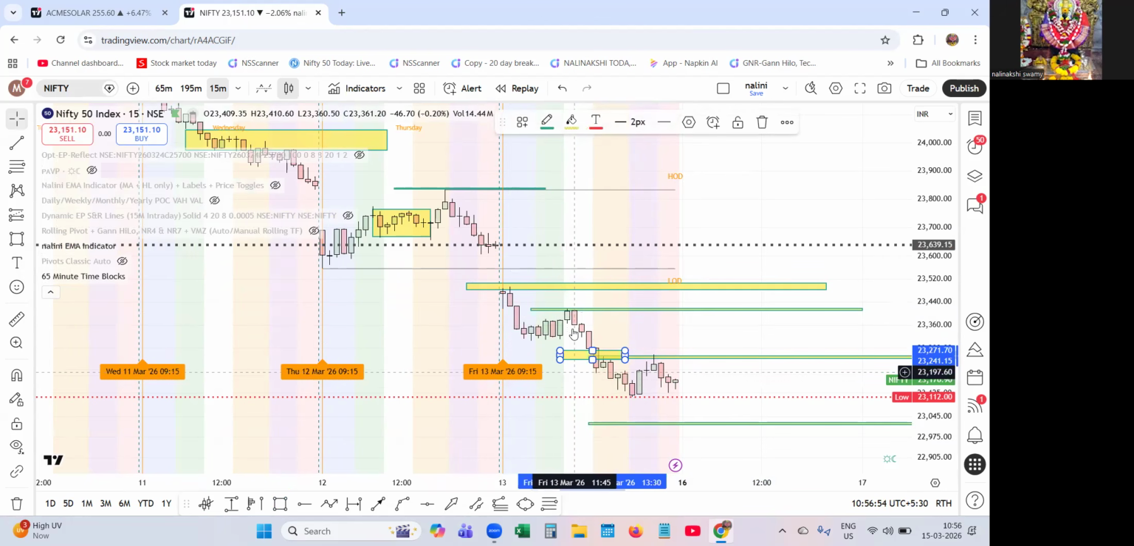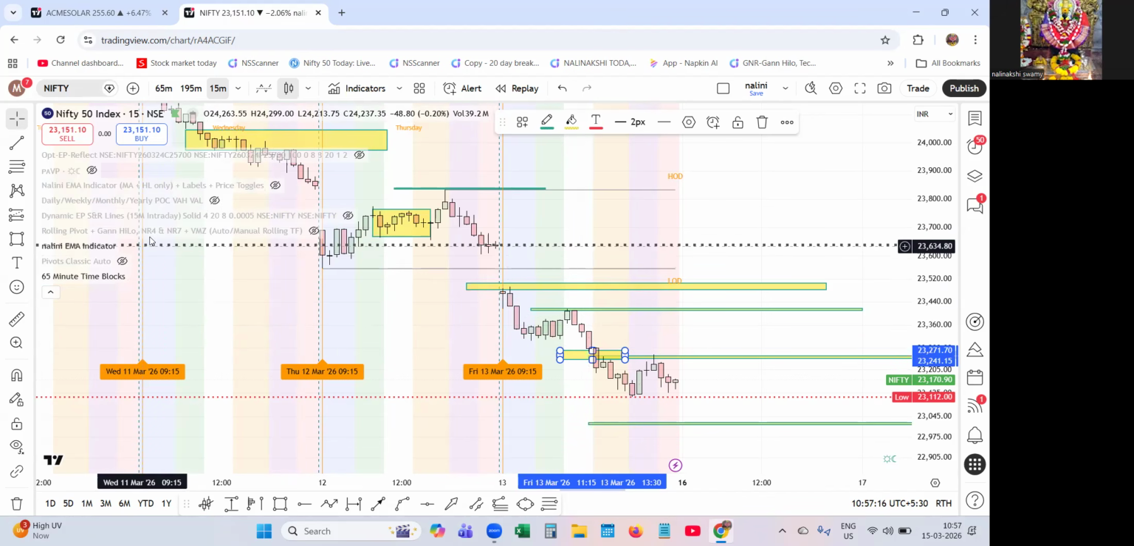White color is the third 65-minute boundary. Mid hour of the entire intraday, that is very, very important, which runs from, you can see over here, 11:15 to 12:50. That is the range, 12:50.